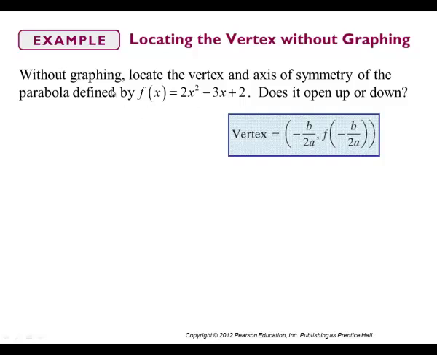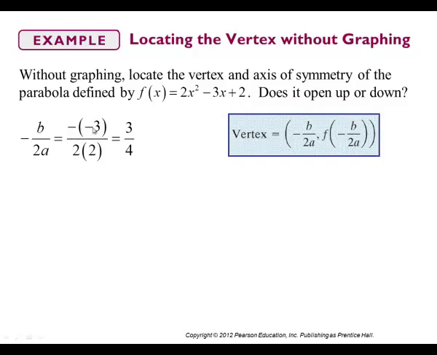And we want to determine the vertex by looking at this trinomial. We don't have to use completing the square in this case. We can just use the -b/2a to find the x-coordinate. Our a is 2, our b is -3.